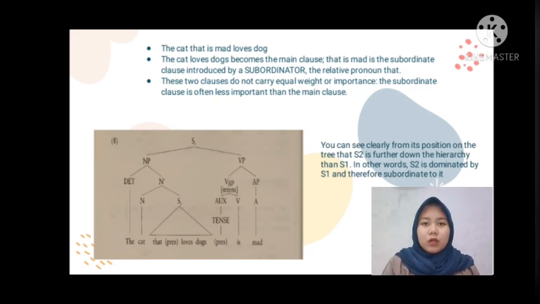These two clauses do not carry equal weight or importance. The subordinate clause is often less important than the main clause. Next, you can see clearly from its position on the tree that sentence 2 is lower in the hierarchy than sentence 1. In other words, sentence 2 is dominated by sentence 1 and therefore subordinate to it.